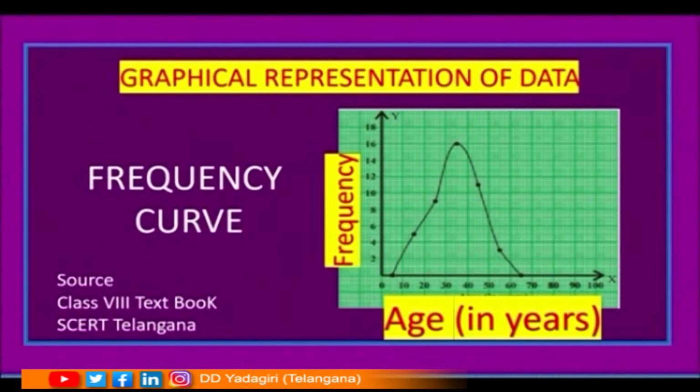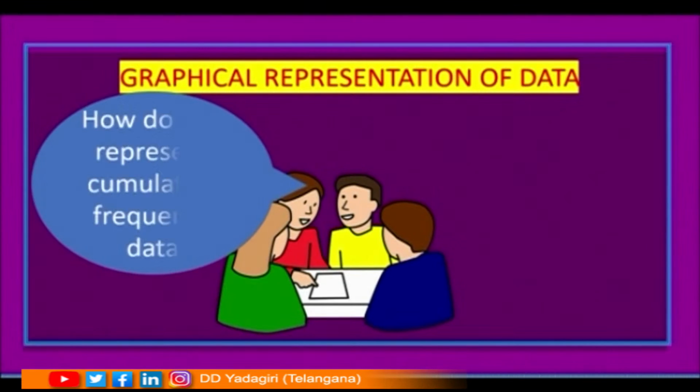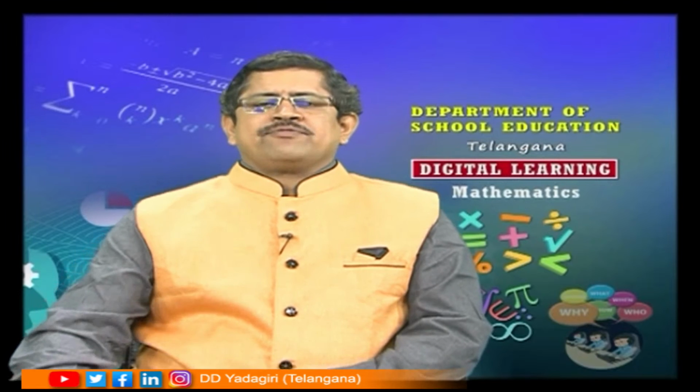So we have got bar graph, histogram, frequency polygon, frequency curve. We can also have a pie diagram. All these representations of data you have learned in your 8th class and earlier. So how do you represent data where you have cumulative frequency? In your previous class you learned about the median, and in median you discussed cumulative frequency. So how do you represent cumulative frequency data on a graph sheet?